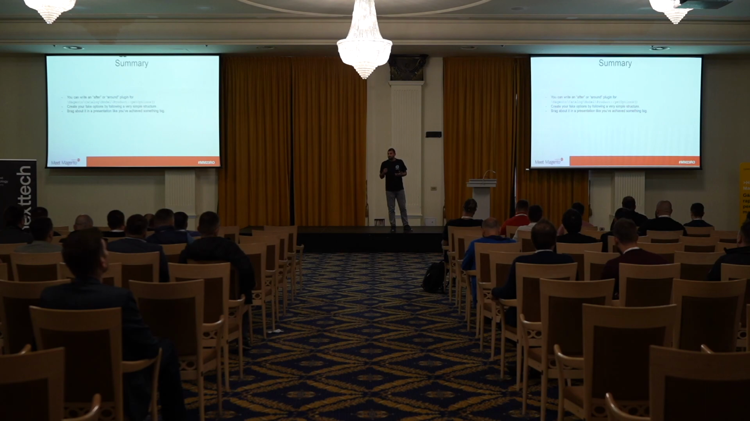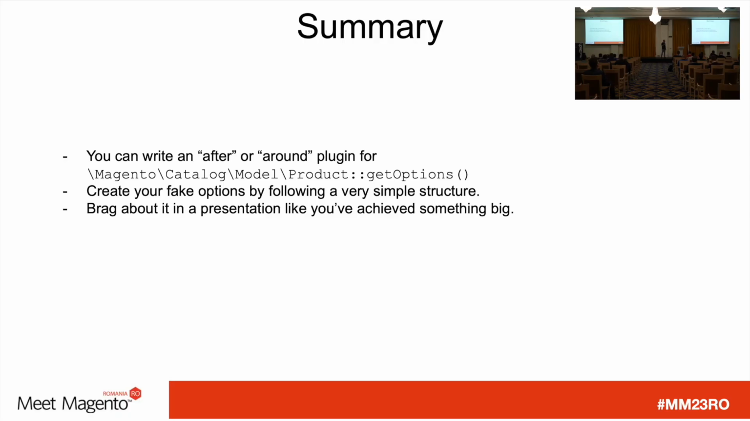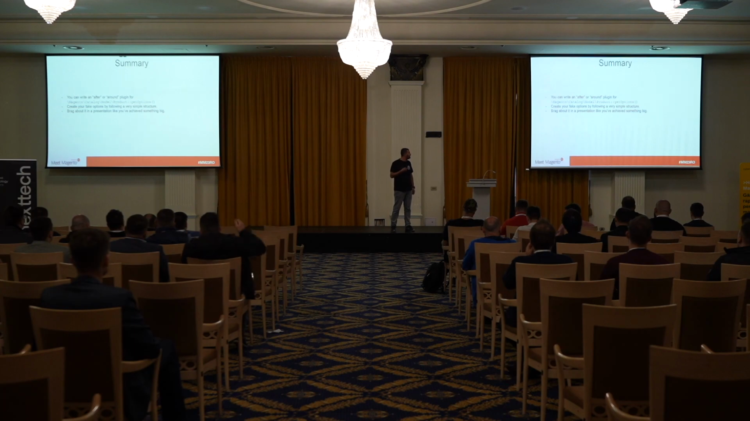And if you didn't pay attention until now, pay attention now, because my whole presentation could have been summarized into this. If you need different types of custom options, you just need to write an after or around plugin on a certain method. You can create your fake options following a simple structure, and then you can do a presentation bragging about it like you did something big.